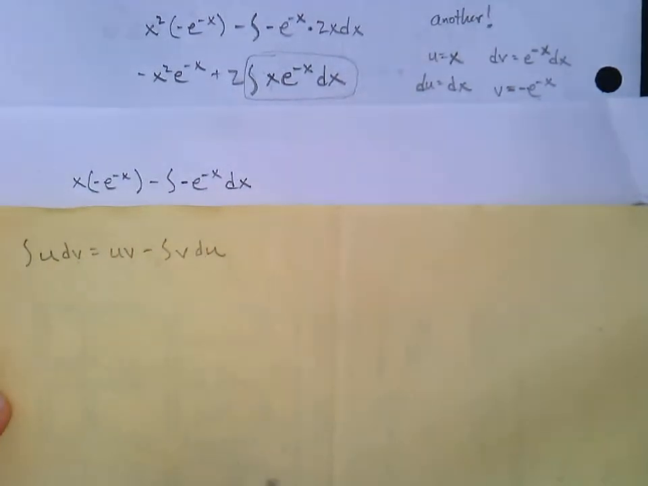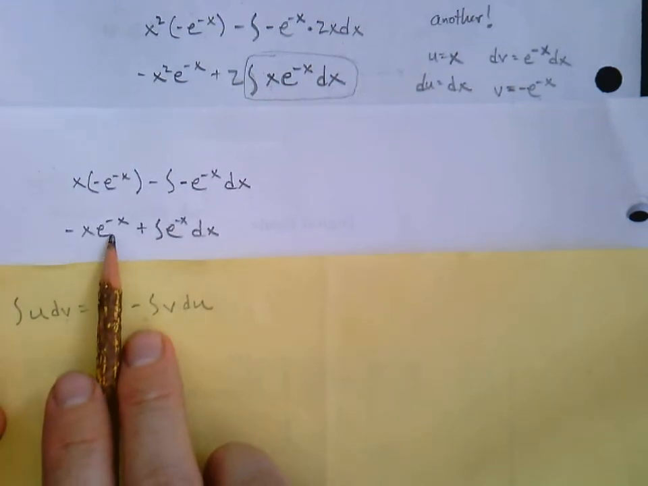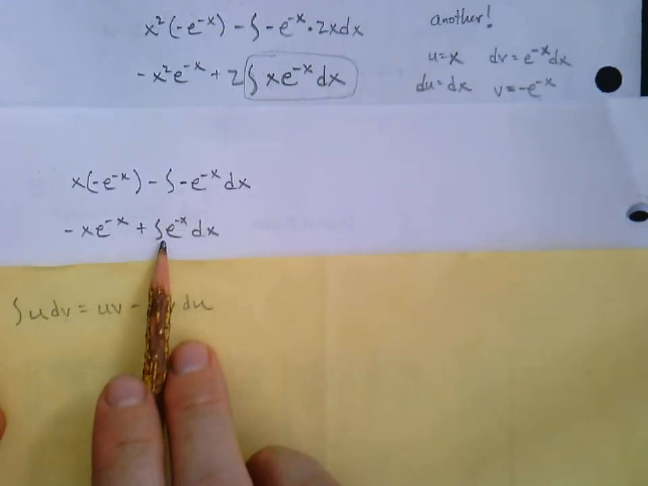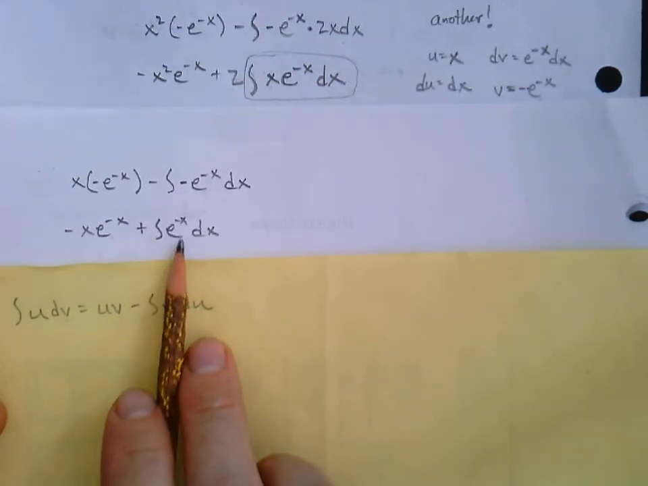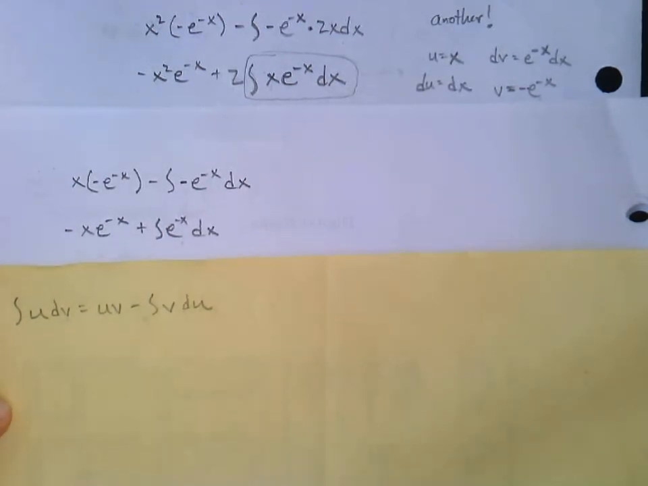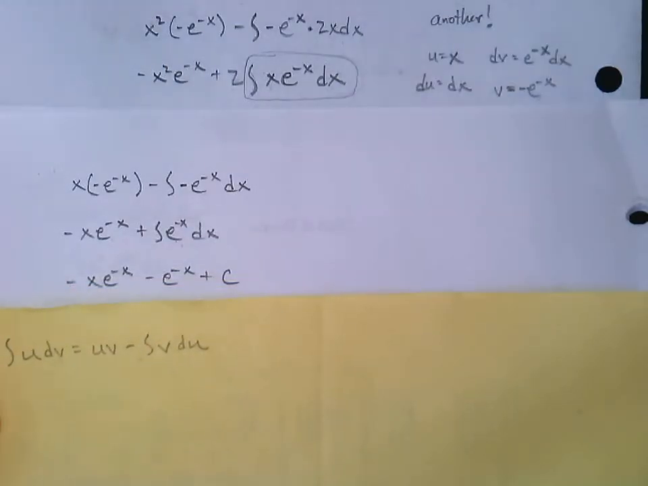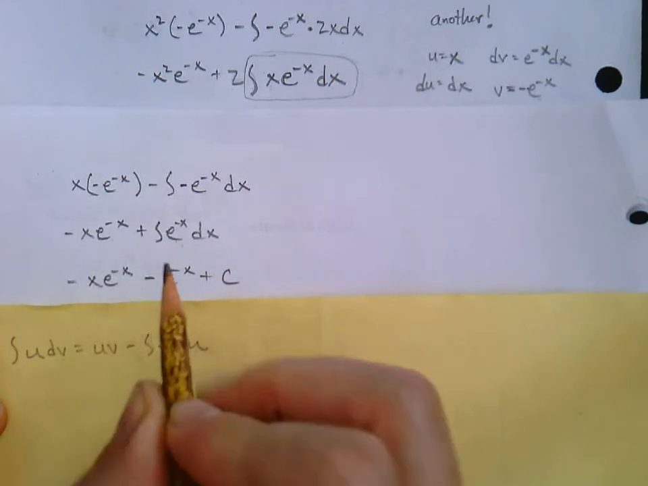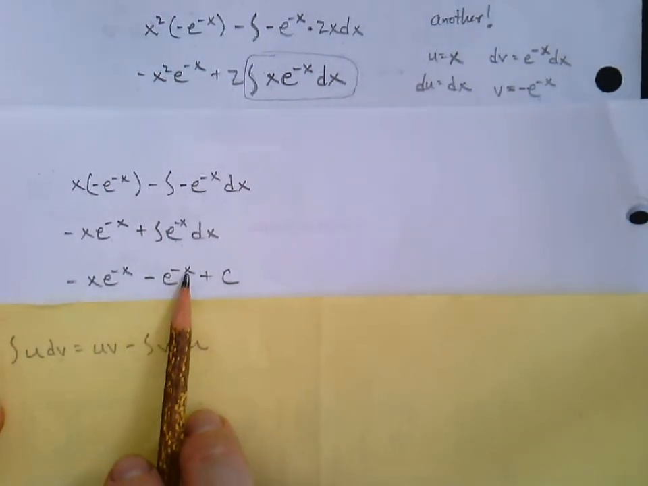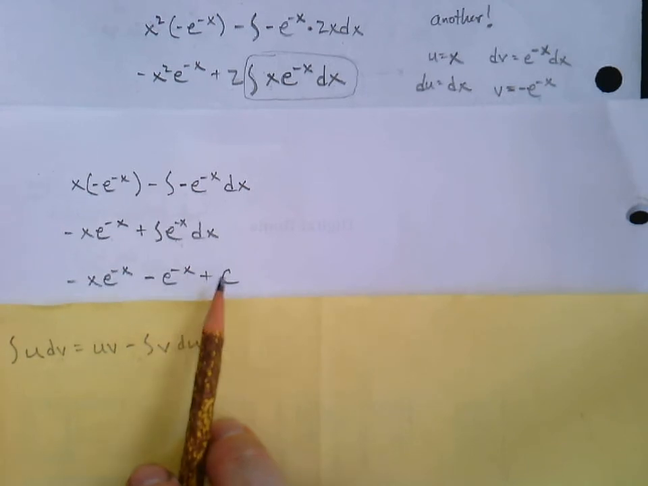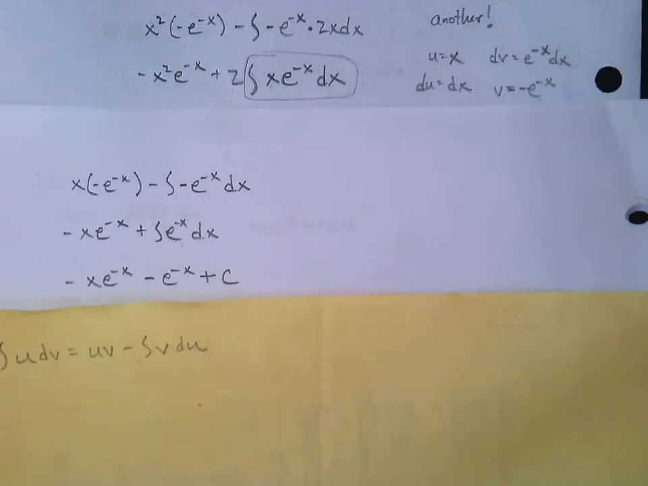Let's simplify here. Negative x e to the negative x plus the integral of e to the negative x dx. All we have to do is take this antiderivative. That's the same thing we've been doing over and over again. So negative x e to the negative x and negative e to the negative x again, about the fourth time, plus c. Now, we're not done with the problem, right?